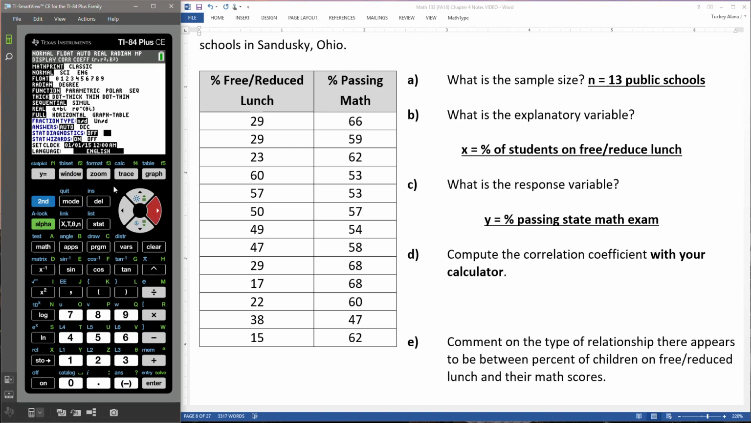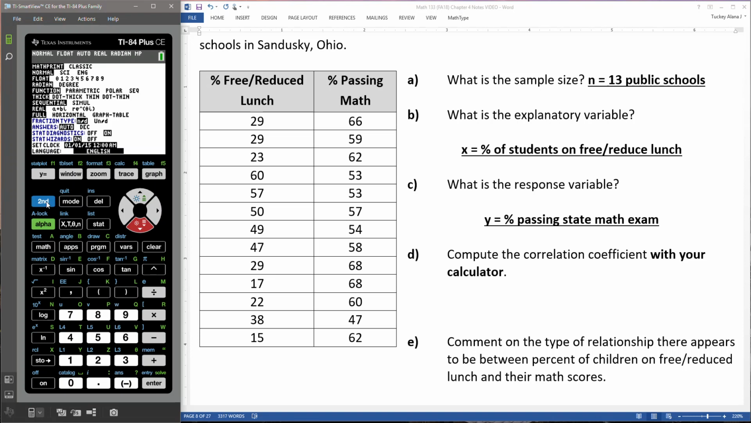If you're on an older calculator, it might not be on this screen, but scroll down to Stat Diagnostics and press Enter on the On. So I arrowed over to the On and I pressed Enter so it's dark. When I move off of it, it's dark. That's all you have to do.